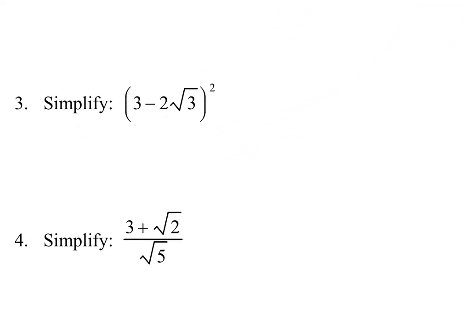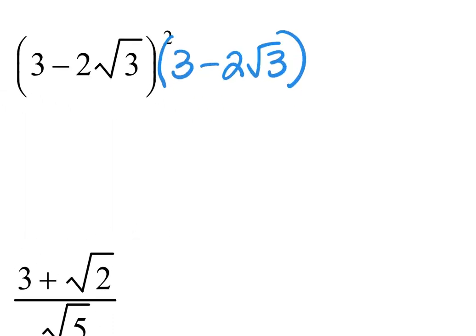Okay, number 3 says 3 minus 2√3 squared. Remember, you cannot distribute the exponent when it's a sum or difference. So for these, we duplicate, so it'd be 3 minus 2√3 times 3 minus 2√3, and then we FOIL.